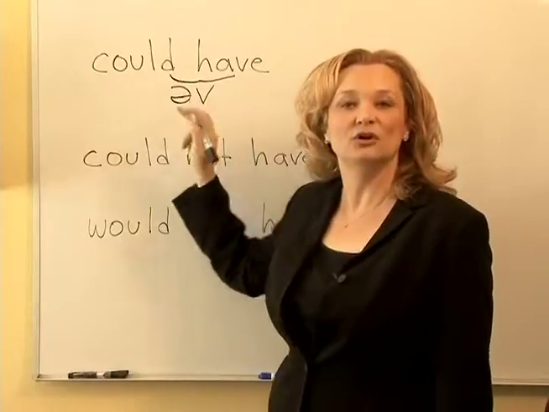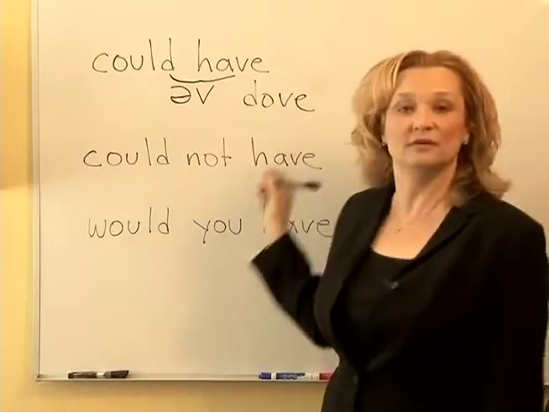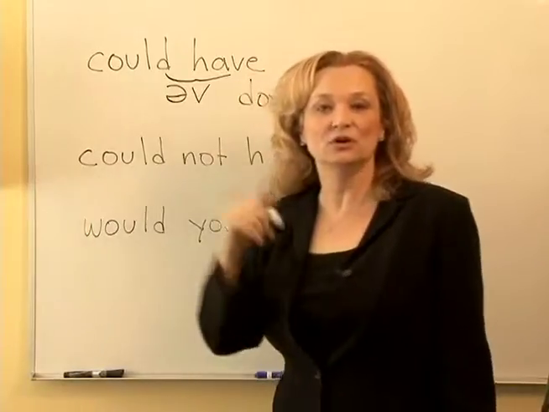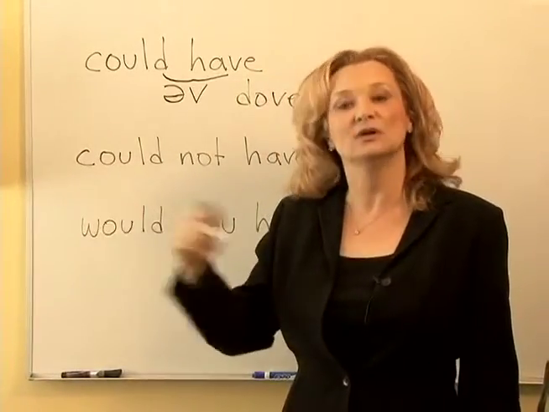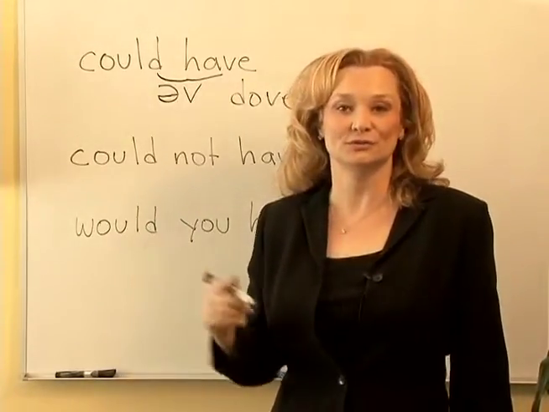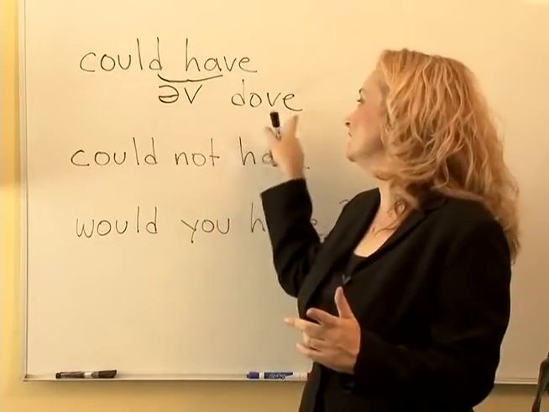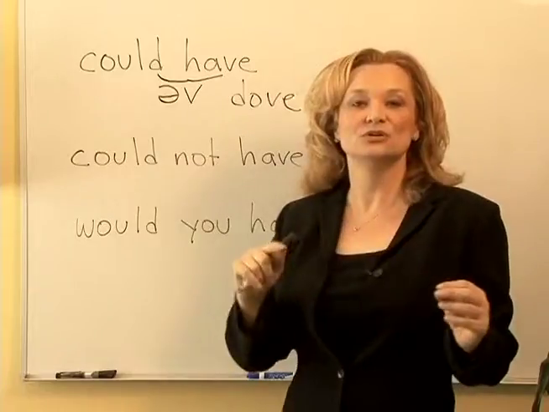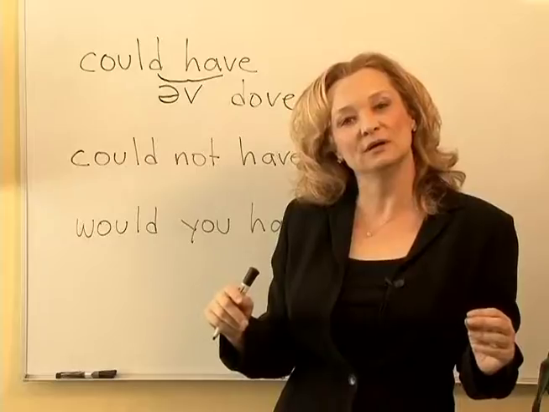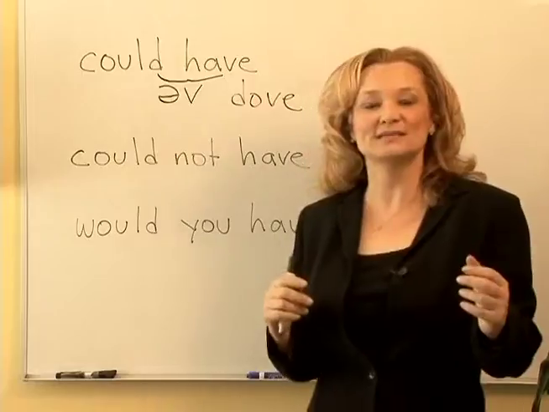Of, could've. It sounds like this. Think about dove, which is a bird, the bird dove, and say could've, could've, could've. Let's practice that. I could have told you. Should have. Let's do that. The same thing. We're going to say dove or of. Should have. You should have known. Would have. Don't say would-v. It's would have.